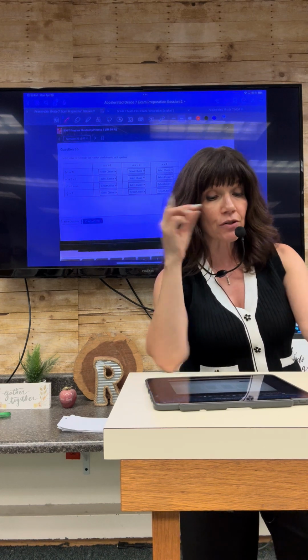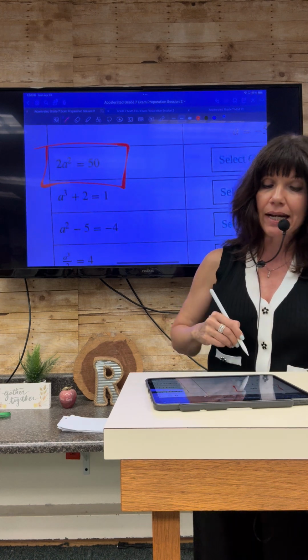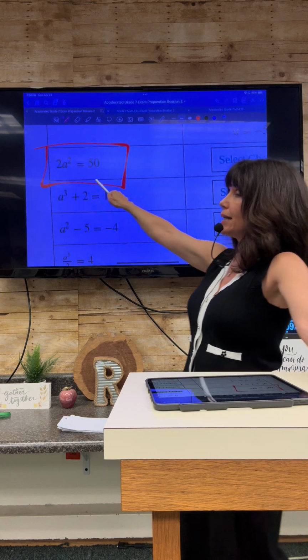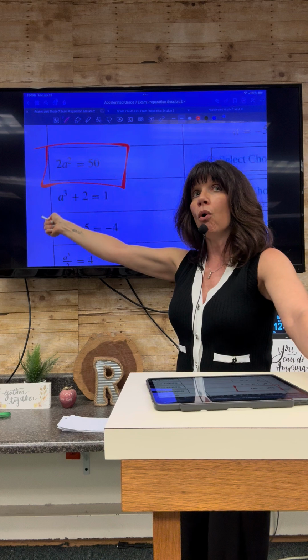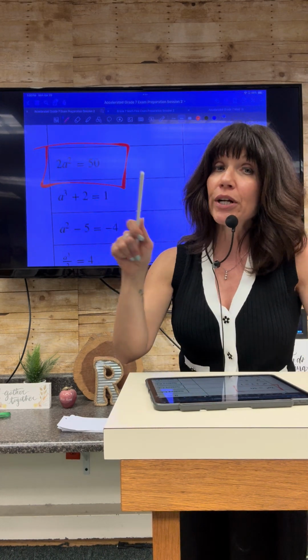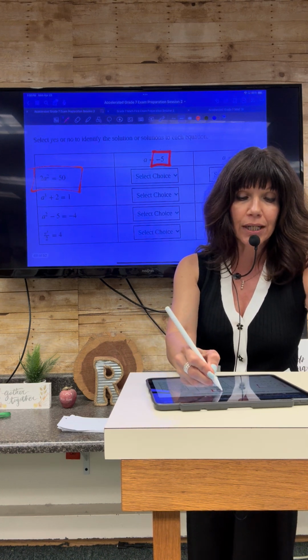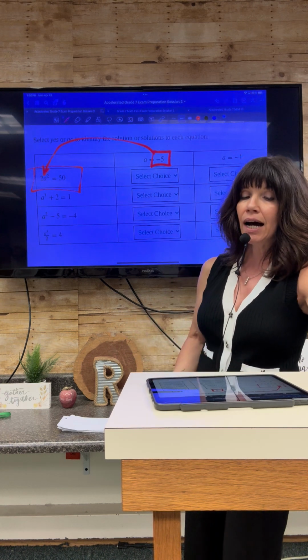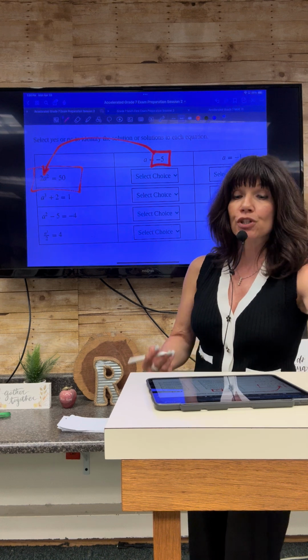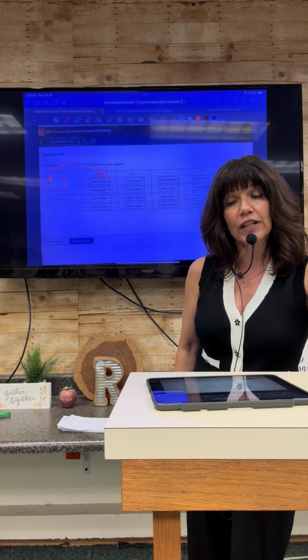So you have options. You can either whittle this down until you find the value of the a in a squared, or it is okay if you do what a lot of you like to do, which is substitute every single option in place of the a until you find out which ones will be yes and which ones will be no. You can solve it either way.